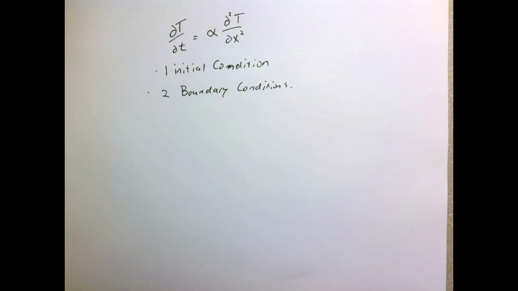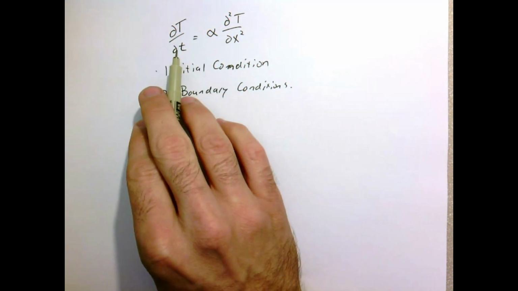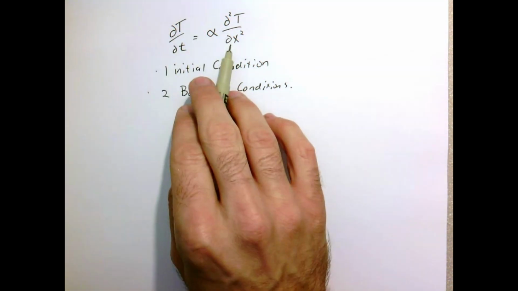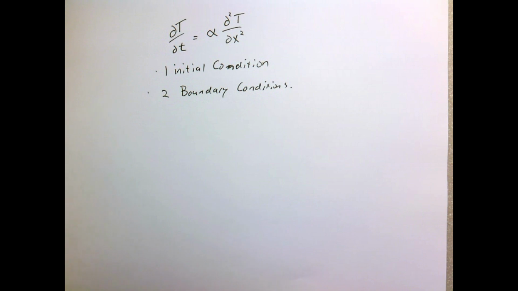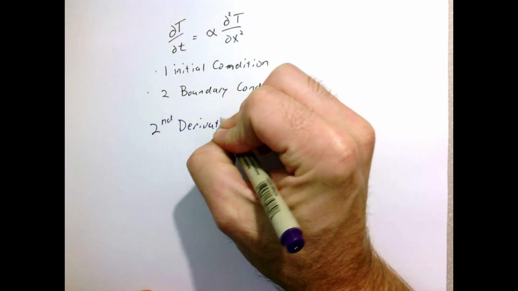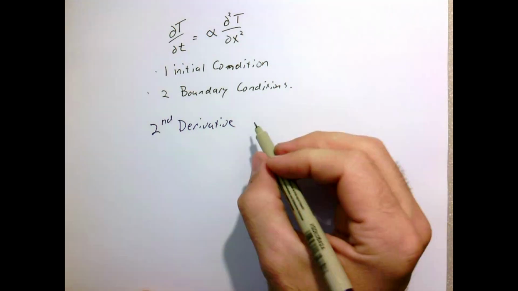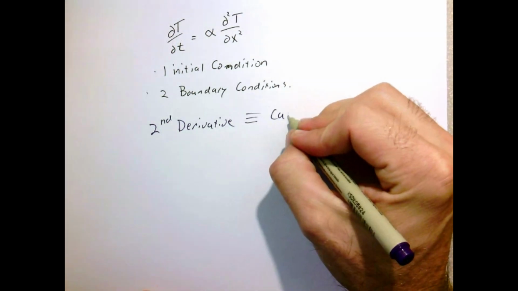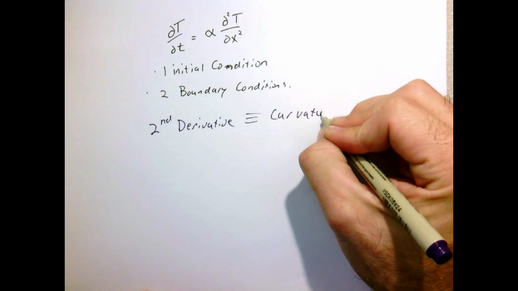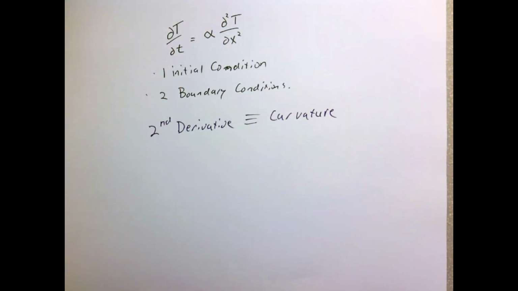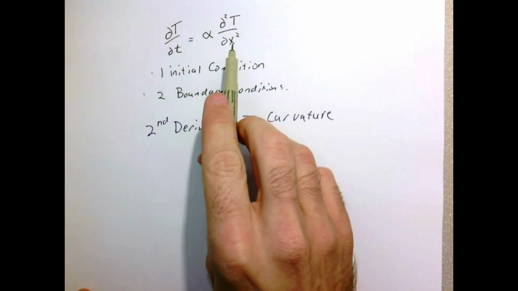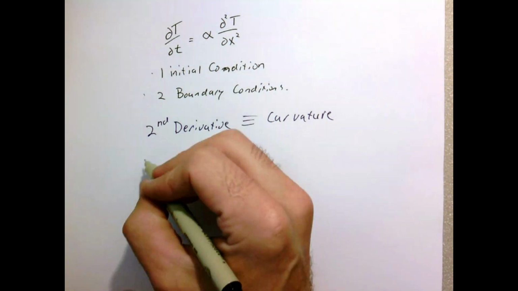Let's talk a little about physically what this equation might mean. It's relating the first derivative in time to the second derivative in space. If you remember from math, the second derivative we always connect to the curvature of a function. So let's talk about what that means. So we're relating the time derivative to the curvature in space of the temperature field.